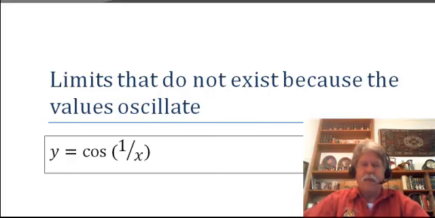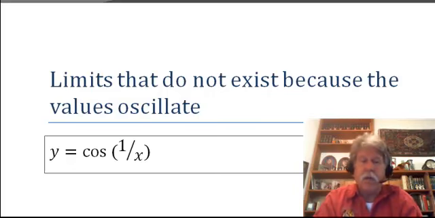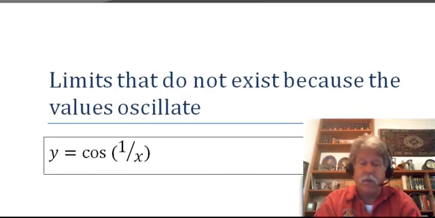Good evening. What we're going to illustrate tonight is limits that do not exist because the values oscillate. We're going to take a simple graph, the graph of y equals the cosine of 1 over x, and see why it oscillates. I'm going to try to find the limit as x gets closer and closer to 0. First thing we want to do is just look at the general graph.